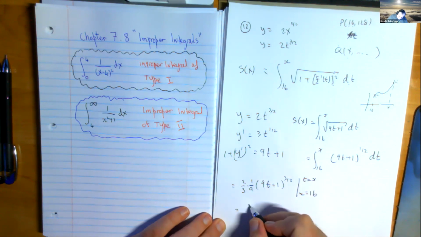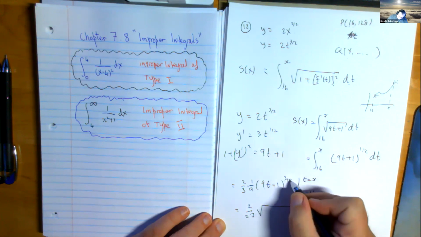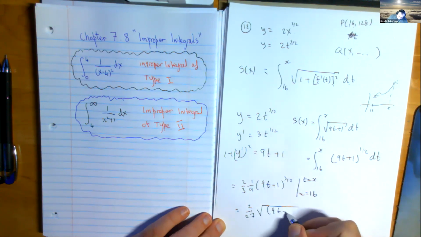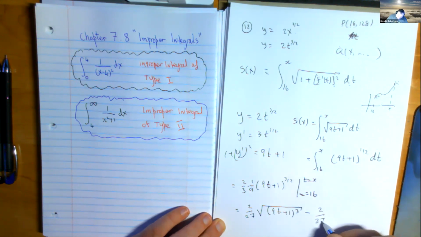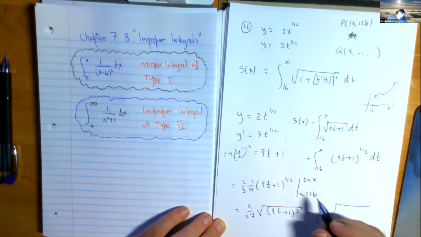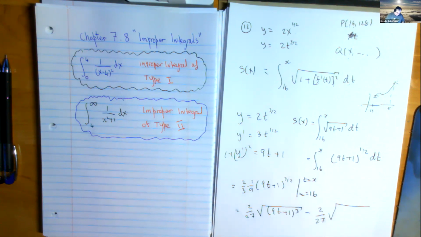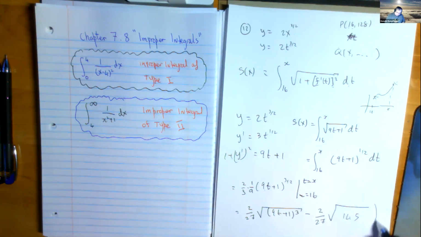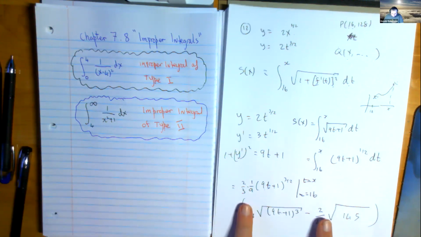So now we can do t equals 16 to t equals x, and tidy that up while I'm at it. So 2/27 the square root of 9t plus 1 cubed, take away 2/27 the square root of, goodness, just some ridiculous number which I'm about to find out. 9 times 16 add 1 is 145. And there's really not much you can do with that answer to make it look particularly better. I guess you could pull that out, but that's about it.